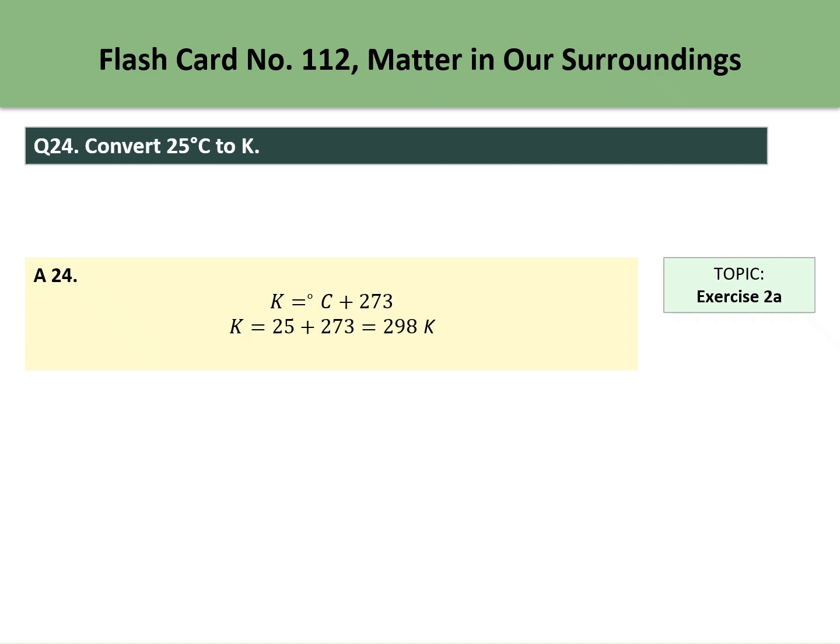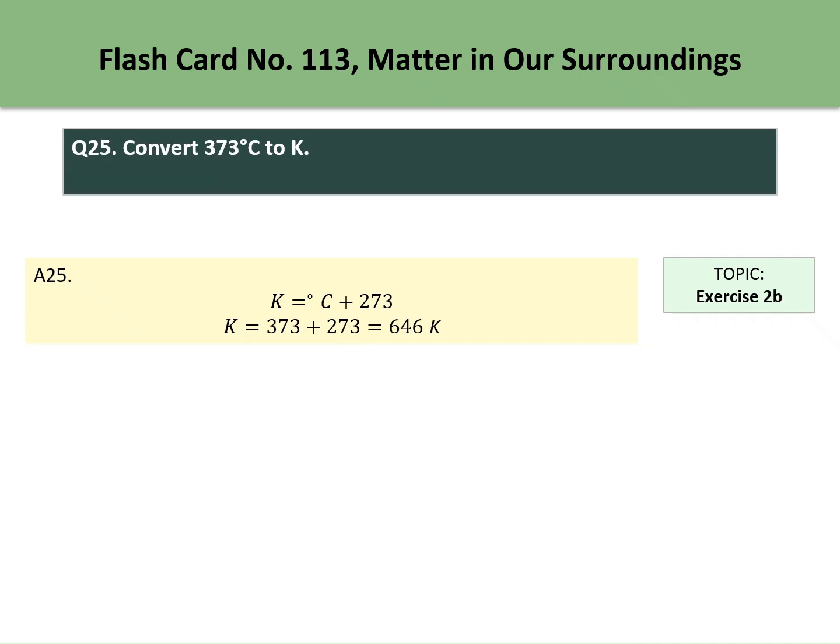Kelvin is equal to degree Celsius plus 273. So the answer will be 298 Kelvin. Next. Convert 373 degree Celsius to Kelvin. Kelvin is equal to degree Celsius plus 273. 373 plus 273 is equal to 646 Kelvin.